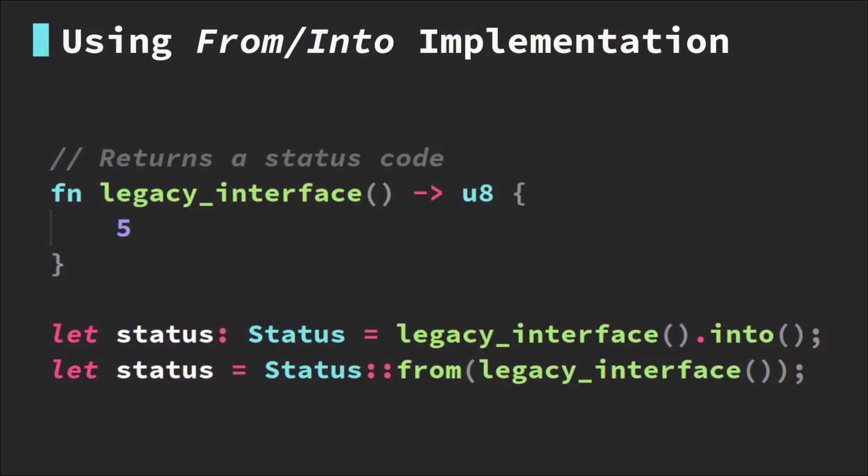Alternatively, we can use the From trait like we do on the second line. Here we want a Status, and we want to get one from a legacy interface return value. So we call the legacy interface, and this will return a 5, and we'll attempt to get a Status from that, and then that'll be saved as the status variable. Again, since it's already implemented, it will compile fine, and the conversion will be performed successfully.